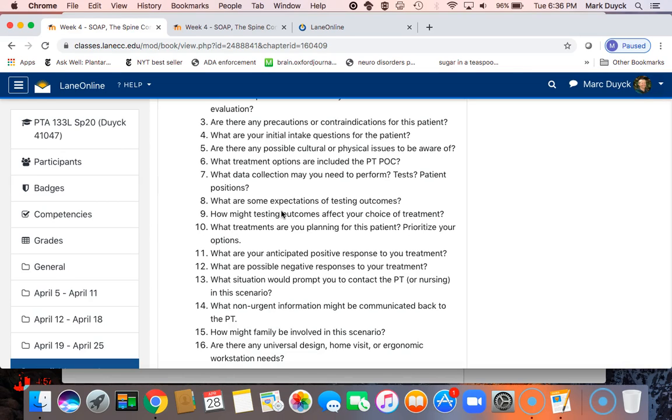This would be, what would you think you would see? Test and outcomes. Improvement, going backwards, generally improvement, but you answer that question. How might testing outcomes affect your treatment, pros of treatment? You think about that. I'm not going to give away the answer. There could be some good outcomes, and there could be some negative testing outcomes.